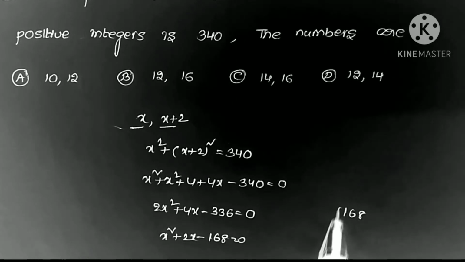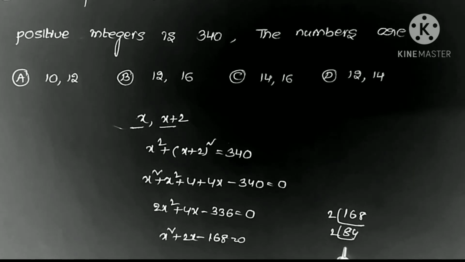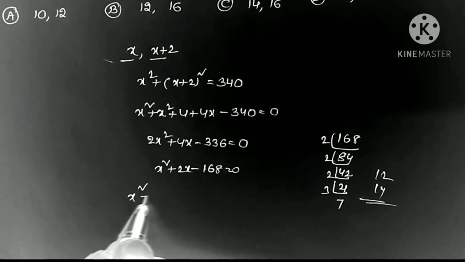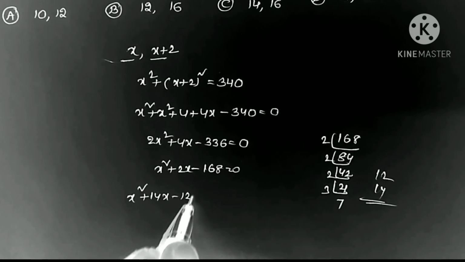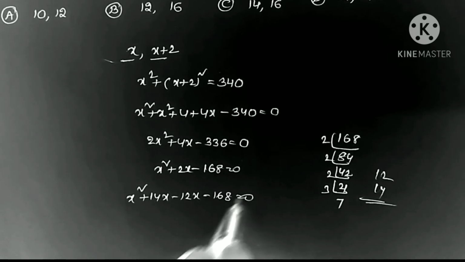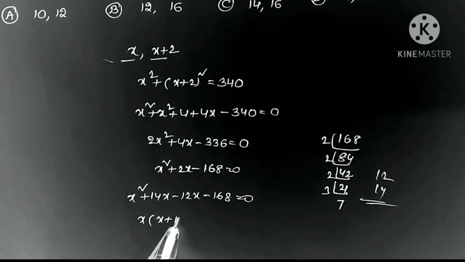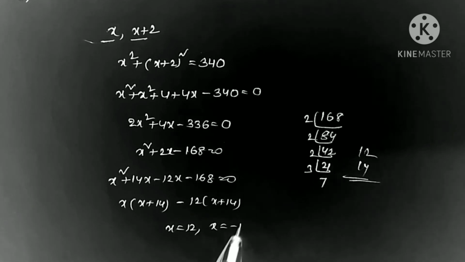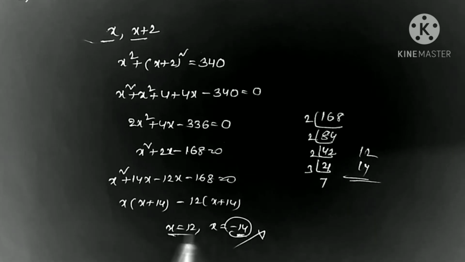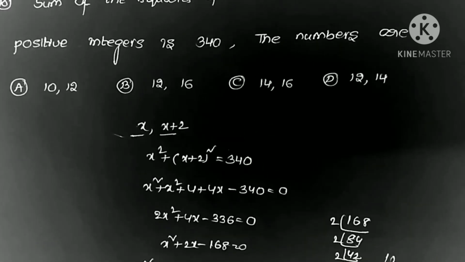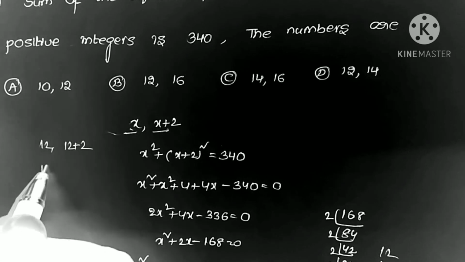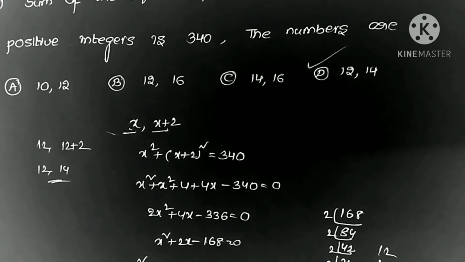Now taking the factorization, the factors are 14 and 12. Therefore this is x square plus 14x minus 12x minus 168 equal to 0. That is x into x plus 14 minus 12 into x plus 14. So x is equal to 12 and x is equal to minus 14, but we want the positive value only, that is x is equal to 12. Therefore the numbers are 12 and 12 plus 2, that is 12, 14. That is the last option.